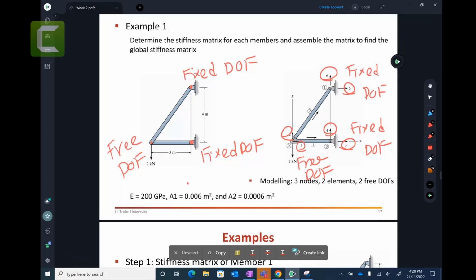You need to look at the supports. A pin has 2 fixed degrees of freedom. A roller has 1 fixed degree and 1 free degree of freedom. If you have a point with no support, it has free degrees of freedom.